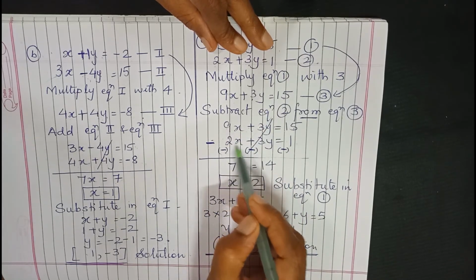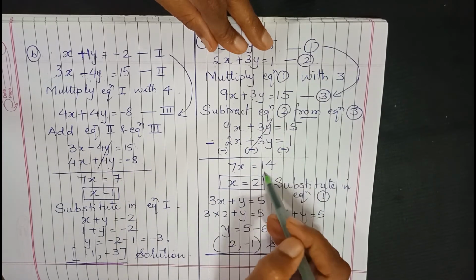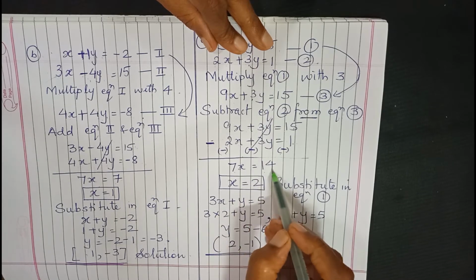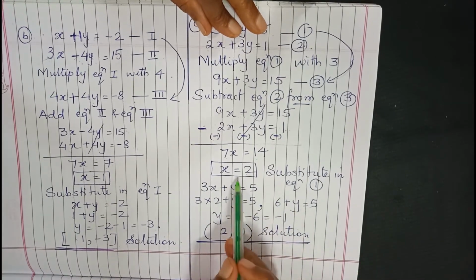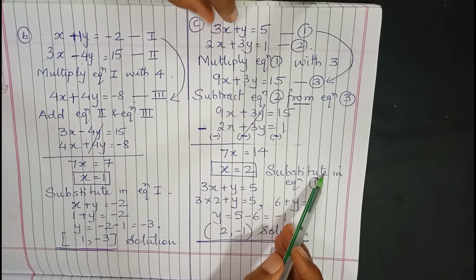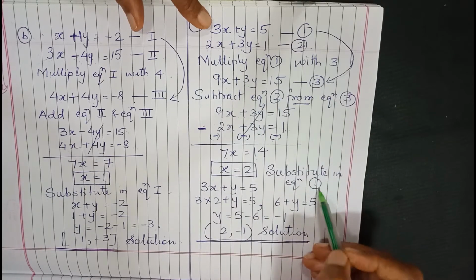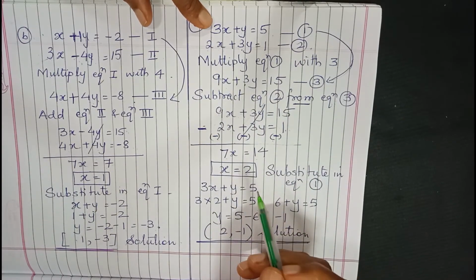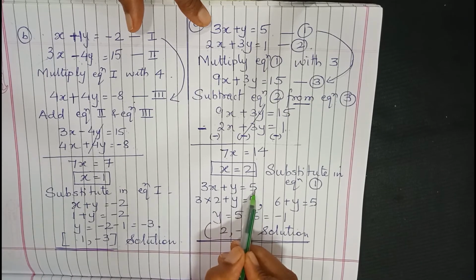So you can see plus 3y minus 3y gets cancelled. 9x minus 2x is 7x. 15 minus 1 is 14. So 7x is equal to 14, so x is equal to 2. So we got the first variable value 2. Now what we do is substitute in equation number 1 or 2, up to you. I have done it in equation number 1 to get the value of y. So equation number 1 is 3x plus y is equal to 5.